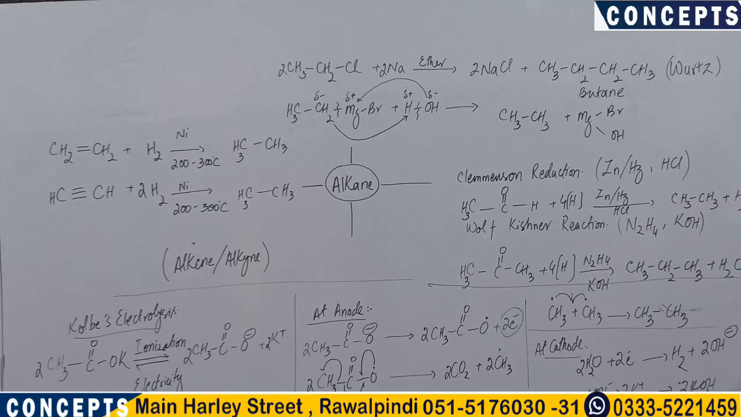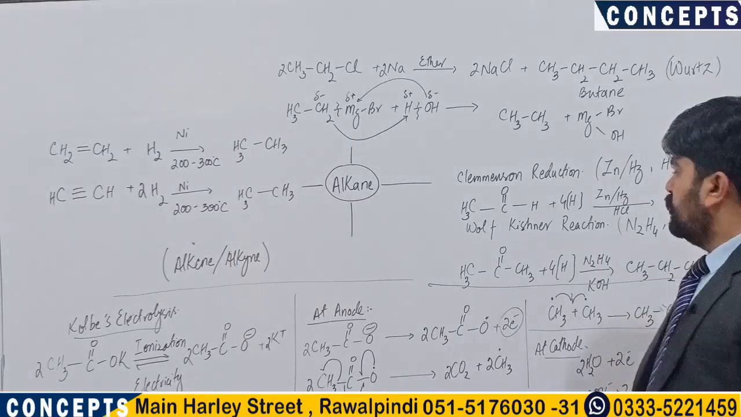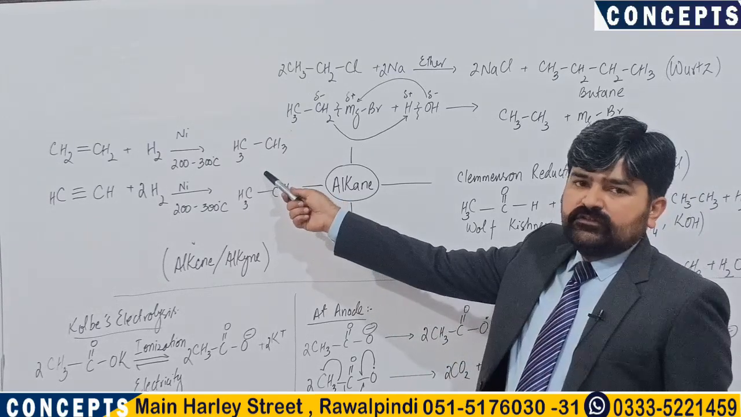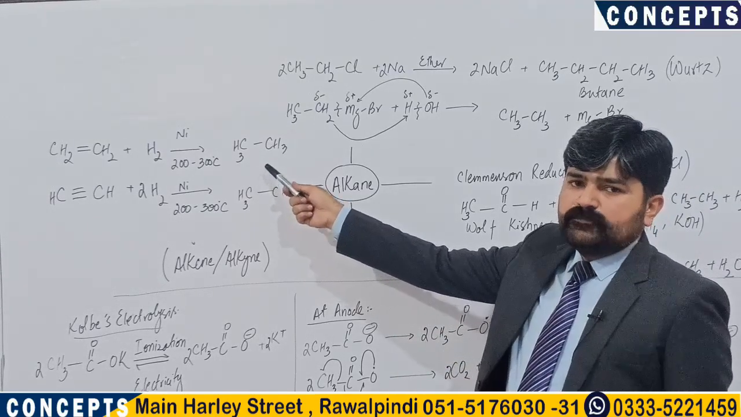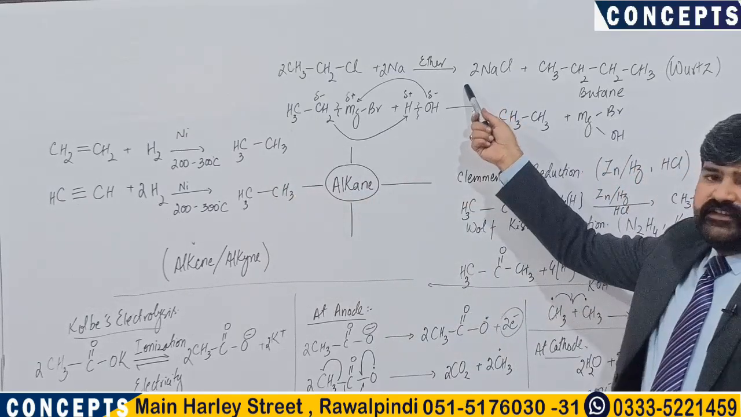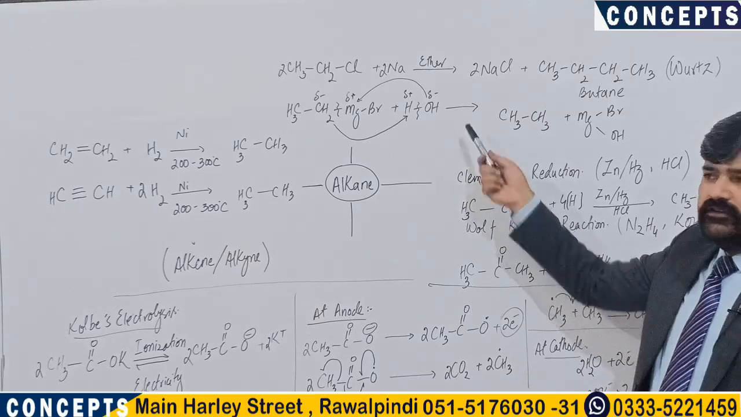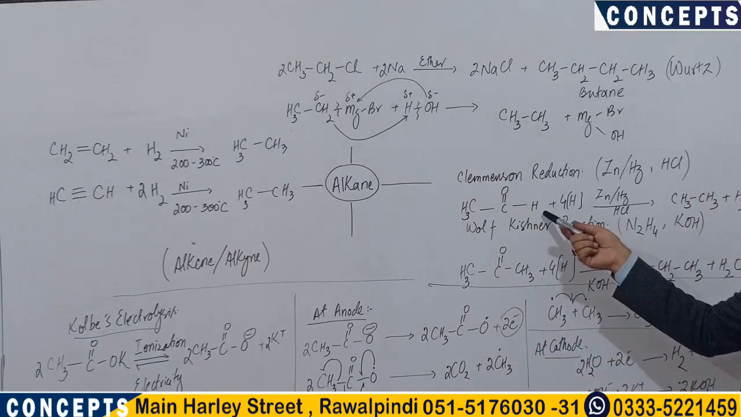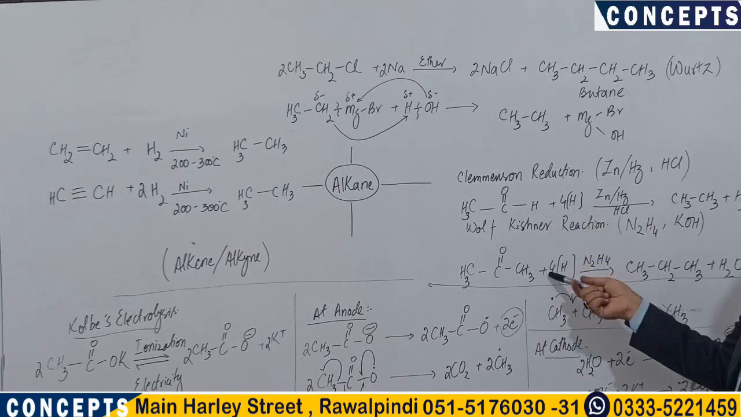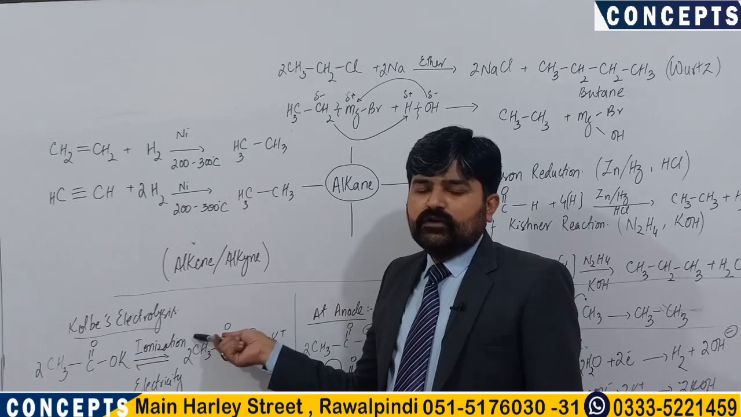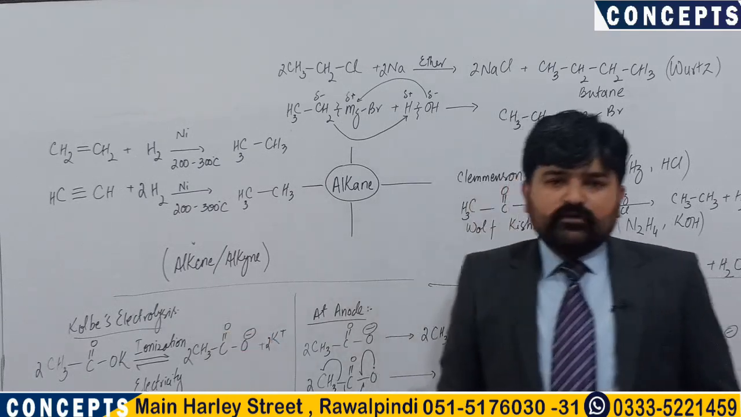So dear students, these are all the reactions for preparation of alkane from our text. I can simply recall them for your ease. We have hydrogenation of unsaturated hydrocarbons. We have Wurtz-Fittig reaction. We have hydrolysis of Grignard reagent. And here we have Clemmensen reduction and Wolff-Kishner reduction. And lastly, we have Kolb's electrolysis or Kolbe's electrolysis.